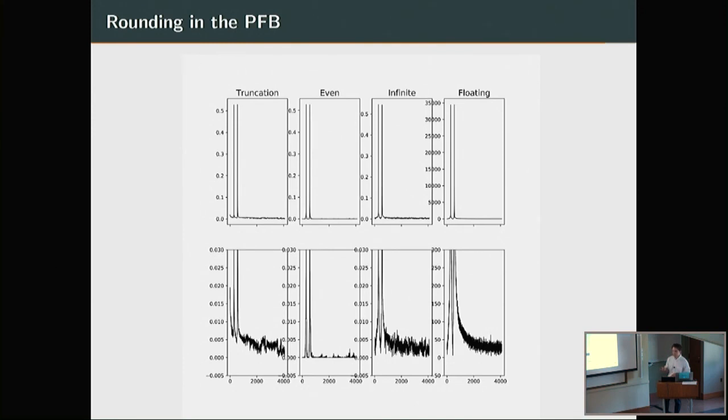Infinite rounding, you're rounding away from 0 all the time. And so what it happens to do is it raises the noise floor upwards, especially when taking power, right? It's like taking an absolute value. You raise all the values up.